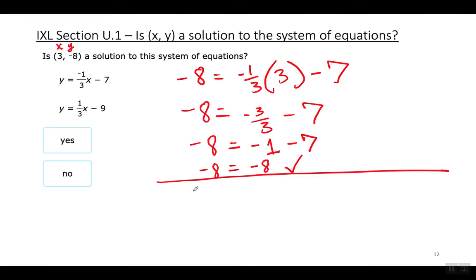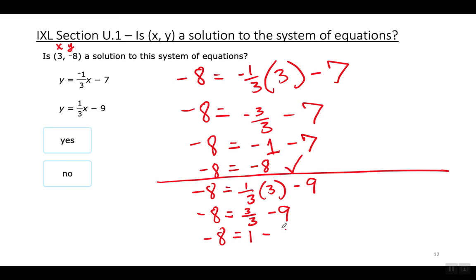On the bottom, you're going to have -8 equals 1/3 times 3 minus 9. So -8 equals 1/3 times 3 is 3/3 minus 9. 3/3 is 1. So 1 minus 9 equals -8. So it works on the top and on the bottom. So yes, this is a solution to this system of equations.